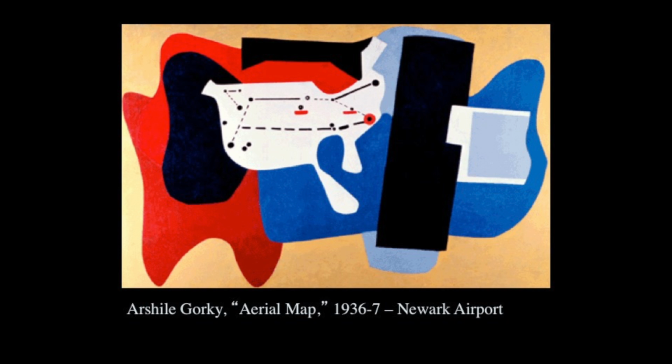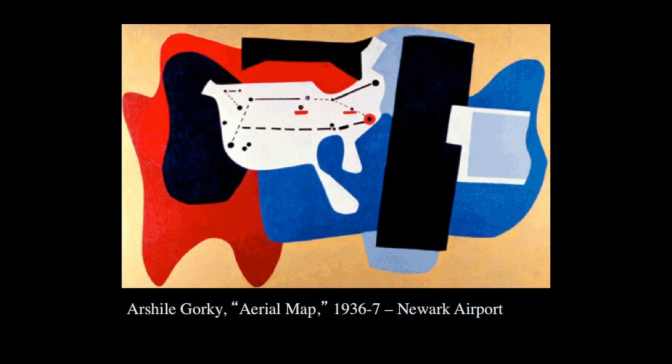We had the Arshile Gorky murals at Newark Airport. Aerial map. Do you see a rough approximation of the US silhouette, the country, with airlines flying across it? And imagine it if he was trying to do that today. How many routes would there be? How many hubs would there be?